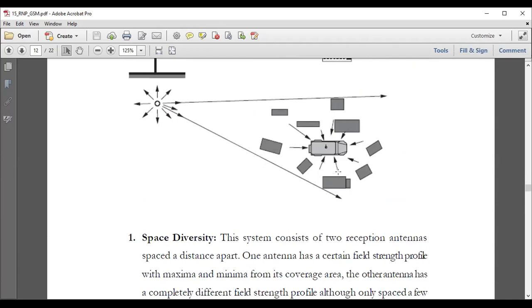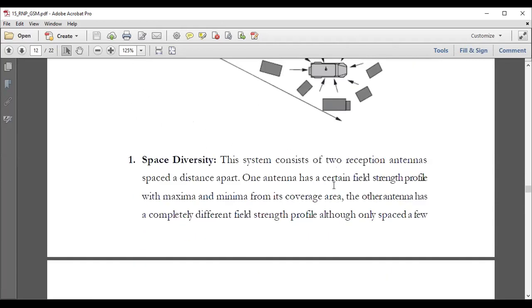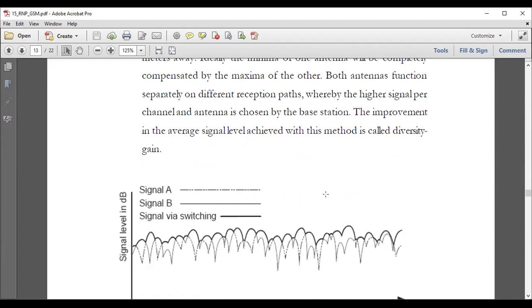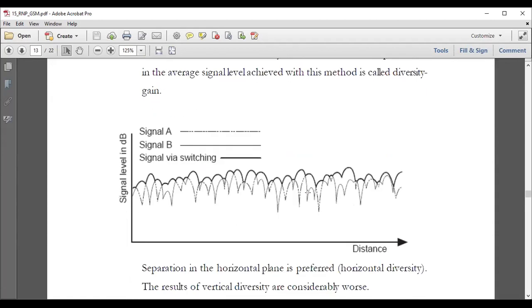fluctuations. If we consider two different positions closely apart, actually they are apart by a short distance, there will be two different types of fluctuations. Now, won't it be a good technique that we monitor these two receptions?